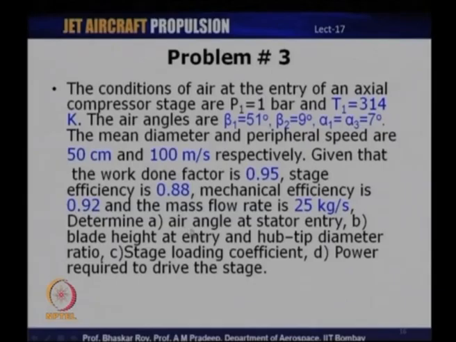Determine part A, the air angle at the stator entry, that is alpha 2. Part B, the blade height at the entry and the hub to tip diameter ratio. Part C, the stage loading coefficient, and part D, the power required to drive the stage. So, in this question the blade angles beta 1 and beta 2 are specified as 51 and 9 degrees. We also have one of the inlet angles, alpha 1, that is 7 degrees, and that has been given as equal to alpha 3.